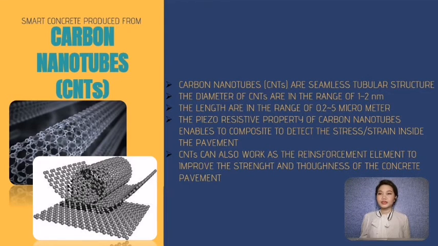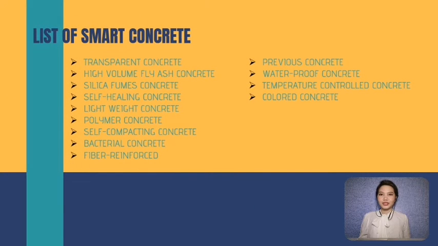Smart concrete is a very broad category of material that includes self-sensing concrete, self-adjusting concrete, and self-healing concrete. Some of the branches are transparent concrete, high-volume fly ash concrete, silica fume concrete, self-healing concrete, polymer concrete, self-compacting concrete, bacterial concrete, fiber-reinforced concrete, pervious concrete, waterproof concrete, temperature-controlled concrete, and colored concrete.